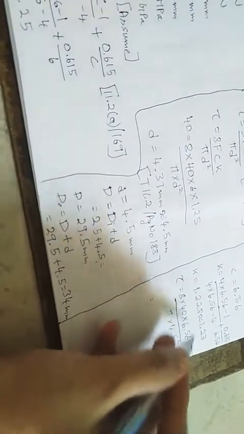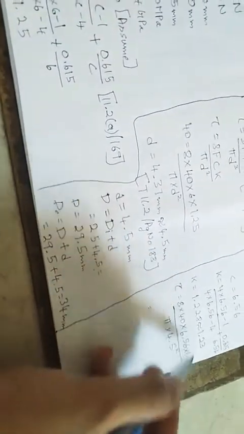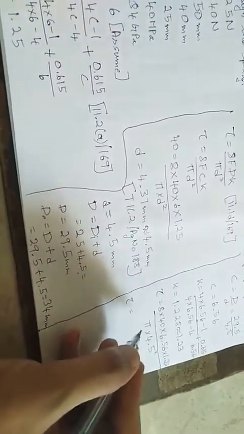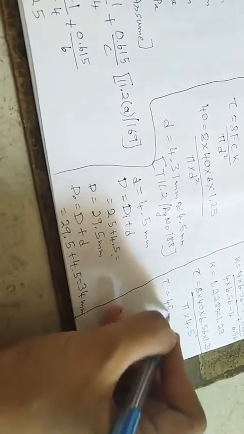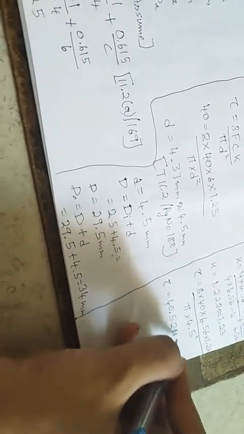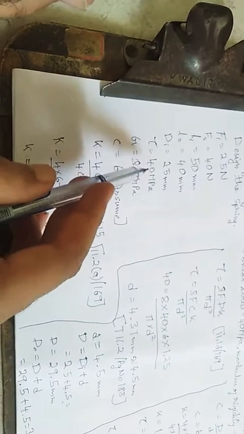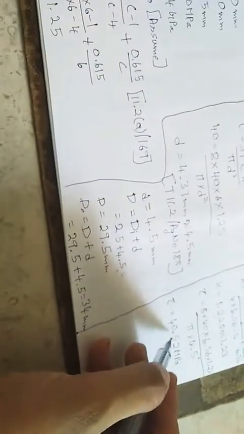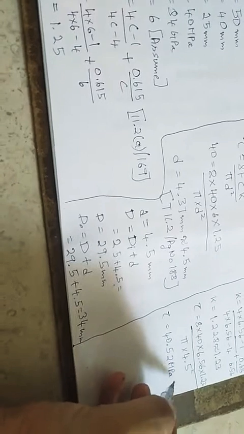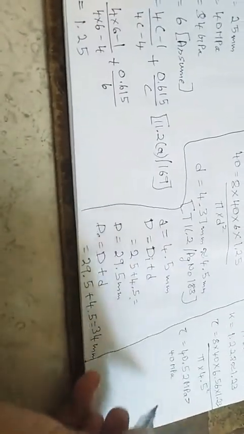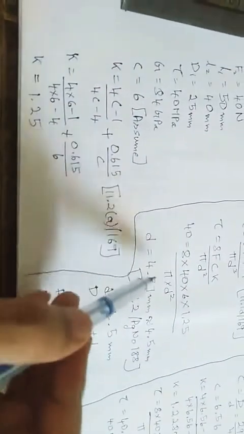The value of shear stress obtained from this equation, simplifying this equation, is 40.52 MPa. So this value is more than what is given in the question. In the question they have given 40 MPa. The value which we have found out is more than 40 MPa. So the design is not safe. We cannot proceed further. We need to change the diameter.